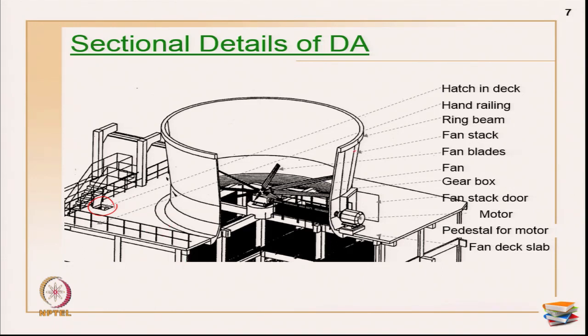This is a ring beam, this is a fan stack. The fan stack is primarily the cover to the fans. Okay. Then we have the fan and the fan blades, then this is a gearbox mechanism here, and we have the fan stack door for people to move out and for inspections and so on. Then this is a motor, this is a pedestal for the motor, and then you have a fan deck slab for people to move around.